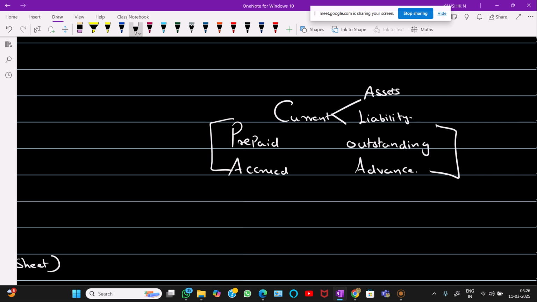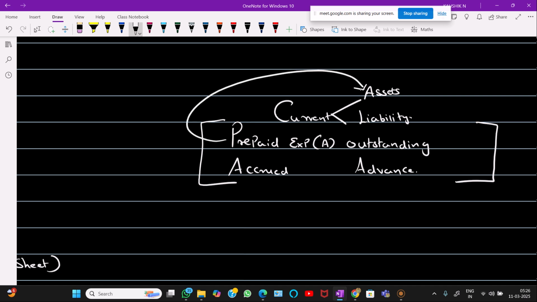First, prepaid: usually this is prepaid expenses. Is prepaid expense an asset or a liability? Prepaid expense is an asset. So it falls under the category of asset, and it's a current asset.